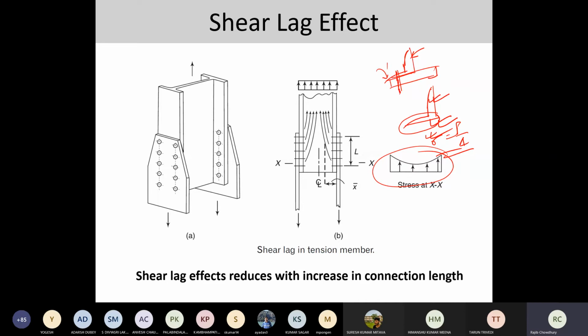So this shear lag effect essentially reduces with increasing connection length. Because if we increase the connection length, what would happen? The non-uniformity or discontinuity, even if it occurs at some point, after a certain point in the connection it will be on the connected leg itself. At a certain point the stresses start to become uniform, and then there will not be any difference between the outstanding, unconnected leg and the connected leg at that portion.